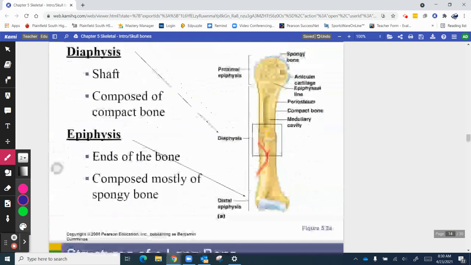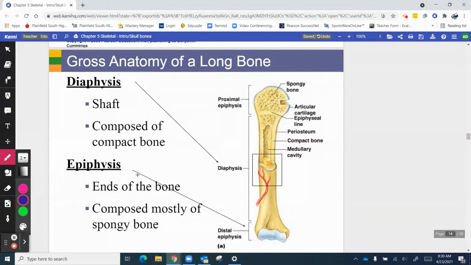Okay. With long bones, there's a little bit of anatomy that we need to know. So there's two basic parts.